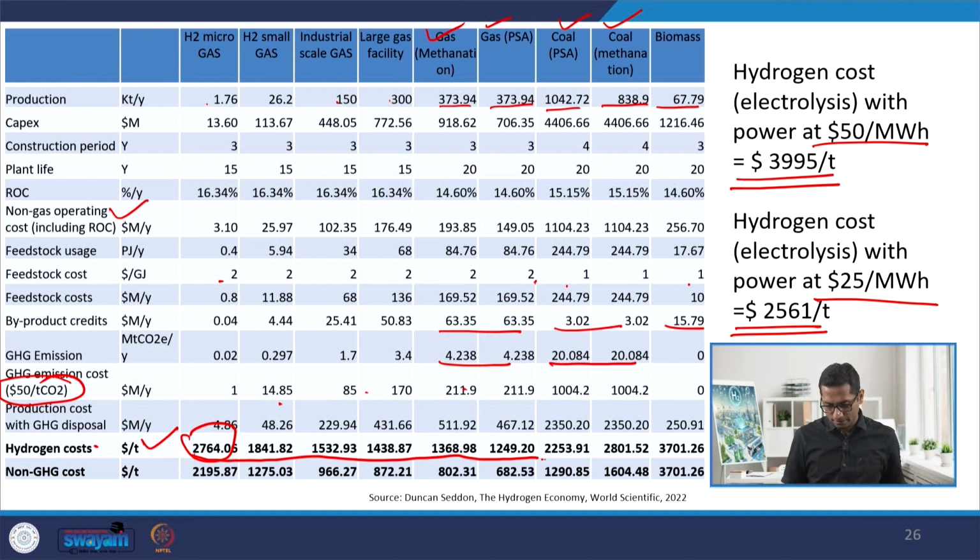Further, the coal based cases might happen to be a bit expensive, but still happen to be way cheaper than electrolytic hydrogen at the scales they are operating at, even after taking into account the carbon sequestration.